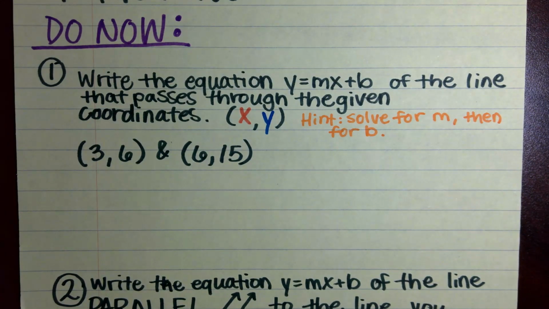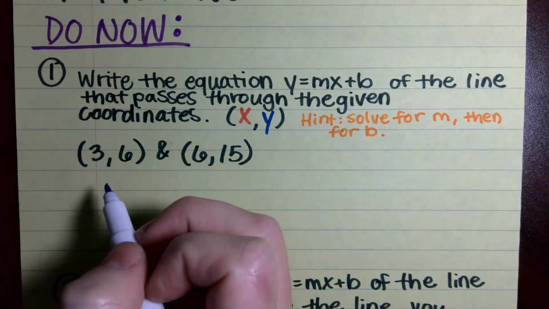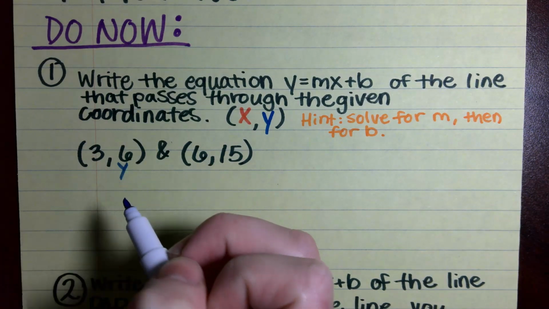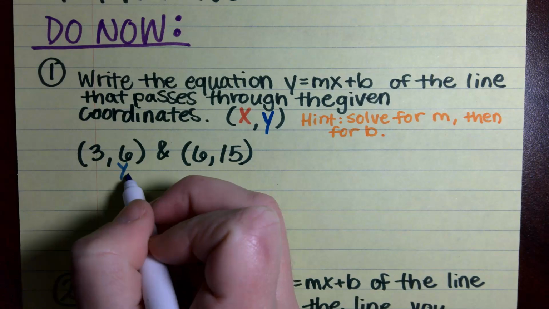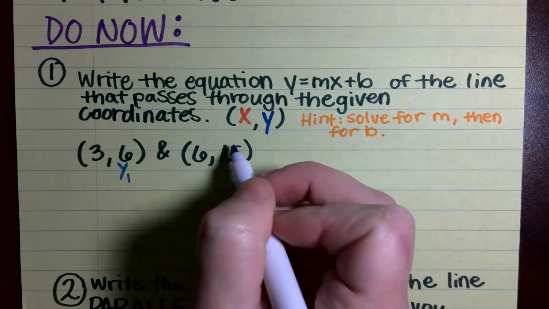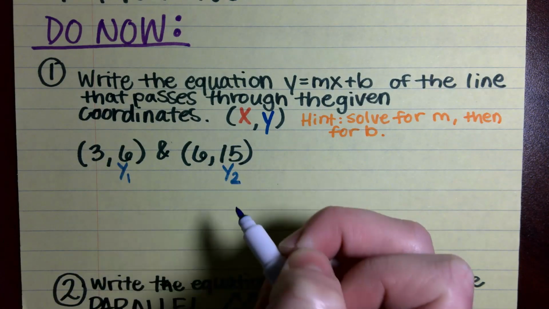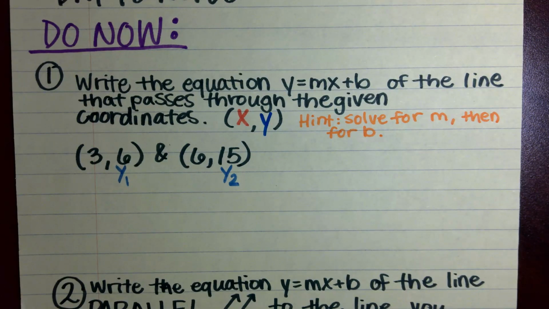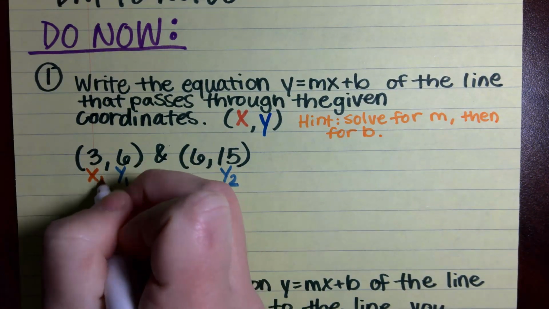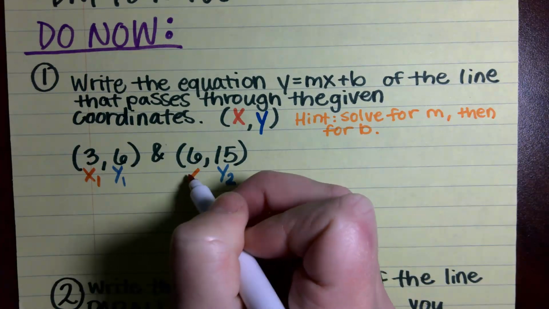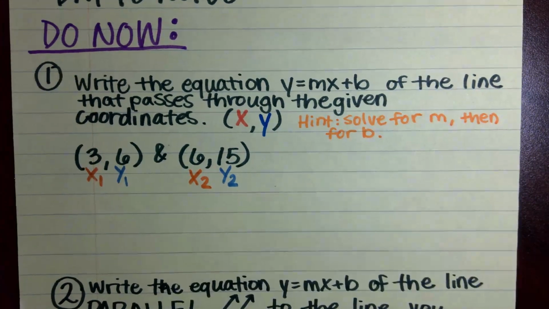Yes, Bree. Yes, I think sometimes if we don't know where to start, just start by labeling everything. So I just picked up blue first, so I'm going to label my y's first. I'll call this y1, and I'll call this y2, so I don't mix them up. Then I have x over here, x1, and x2. Okay, what else should I do?